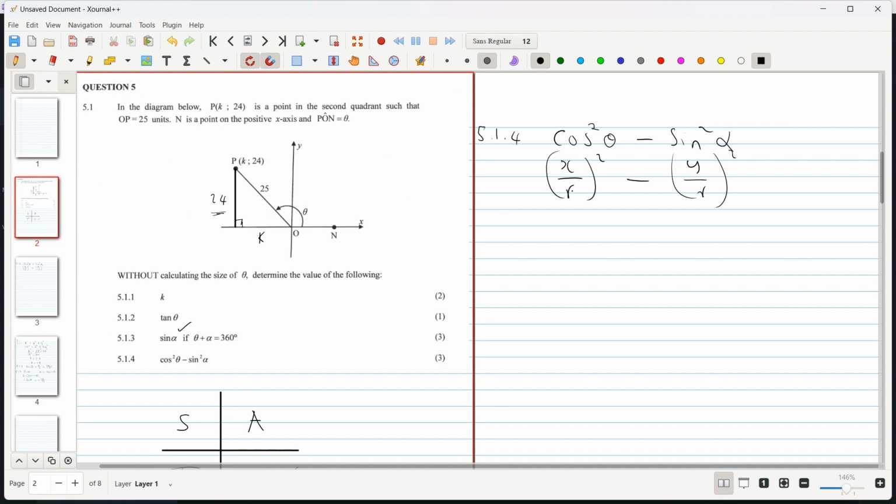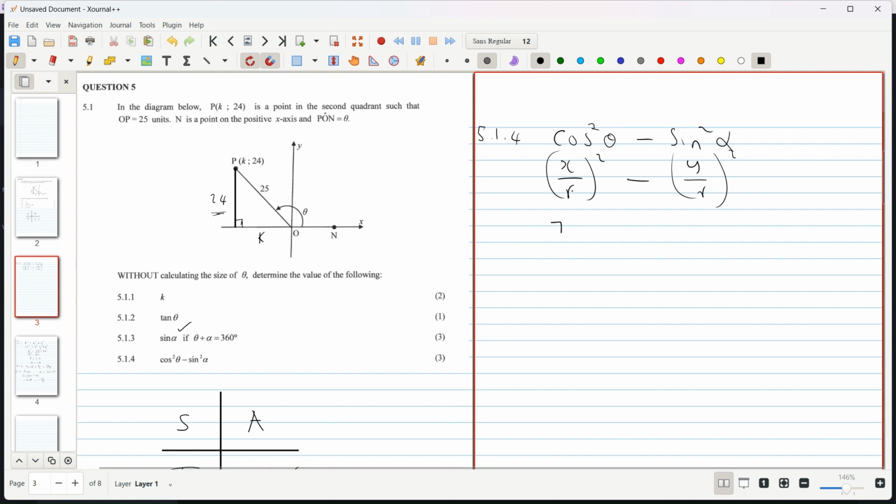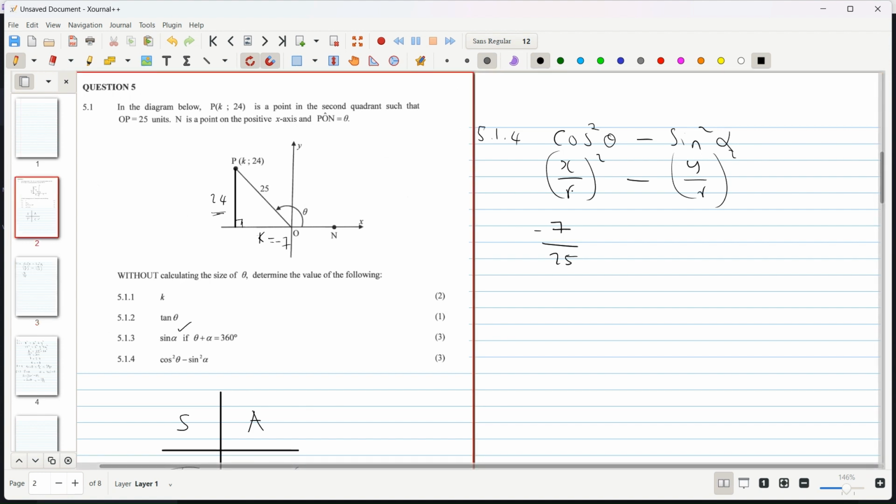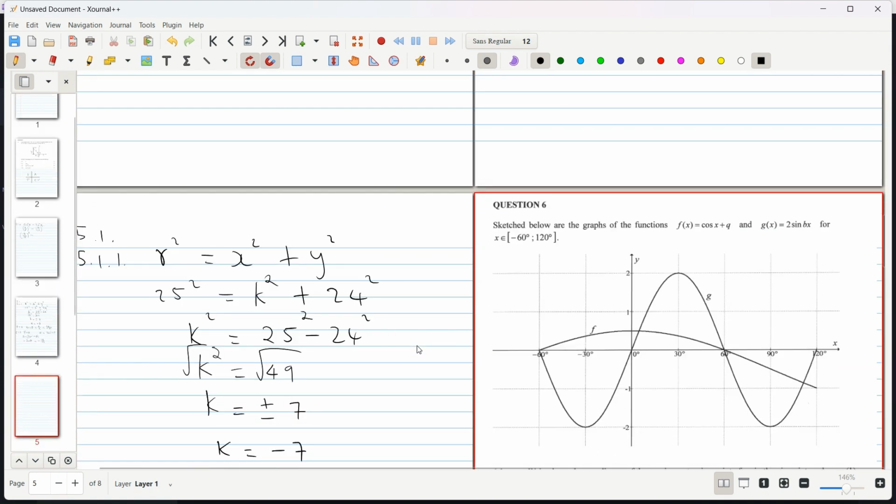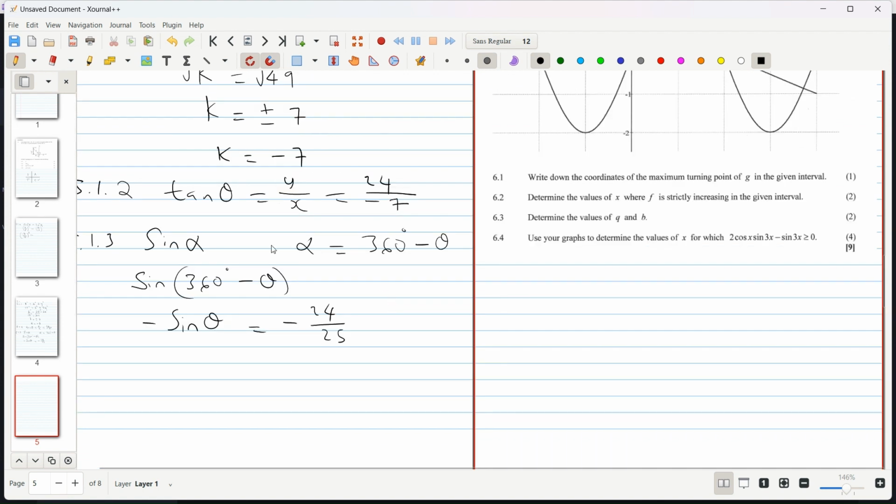So what will be our cos square theta? We know our adjacent is k, which is 7. So negative 7 divided by r, which is 25. Remember, our k is negative 7. It's very important to take note. And then we need to minus this with sine square alpha. We already determined our sine alpha. If we go back, this is our sine alpha, where we expressed it in terms of theta.